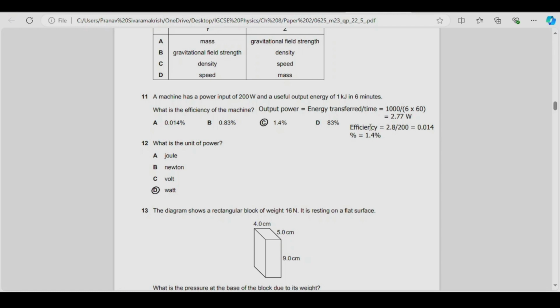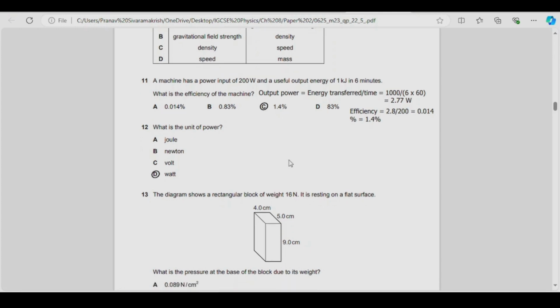And essentially the efficiency is going to be 2.77 watts, which is the useful output energy, divided by 200 watts, which is the total input energy, giving an efficiency of 1.4%, which is really low if you think about it. You're giving the washing machine so much electrical power, but it's only giving you that much useful output, which isn't the best. And you'll find that a lot of instruments actually don't have very great efficiencies.